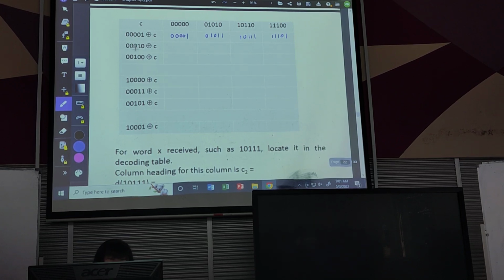The second one is 00010. The weight is still 1, but we put the 1 at a different position. We need to finish up with the minimum weight first. So in this case, we will get 00010, 01010, 11110. The third one has the 1 at the third bit, so do it again: 00100, 01110, 10010, 11000.